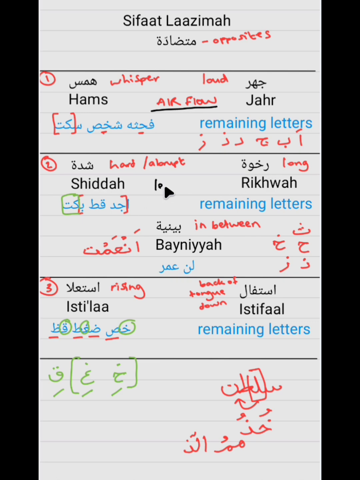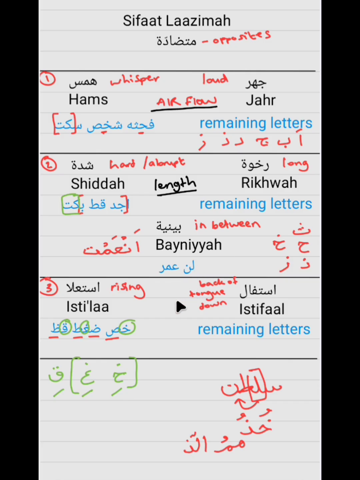The second, we had three categories. This is referring to the length of the letters. So we have shidda, which is abrupt, short length: ajidu qatin bakata. We also had bayniya, which is in between, so not too long, not too short: lin umara, that is your mnemonic. Lam, nun, ain, mim, and ra. When we are pronouncing these letters, they must be stretched ever so slightly. And then long letters, which are the remaining letters, pronounced with a lengthened duration.